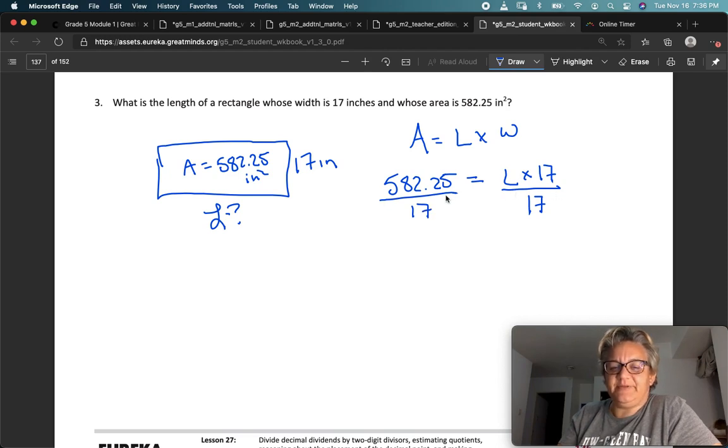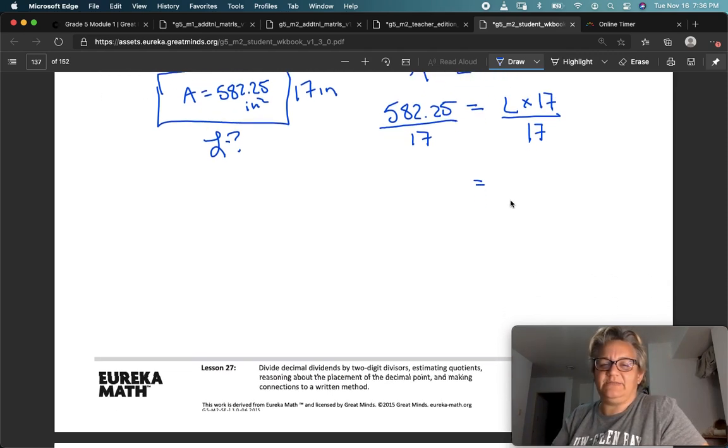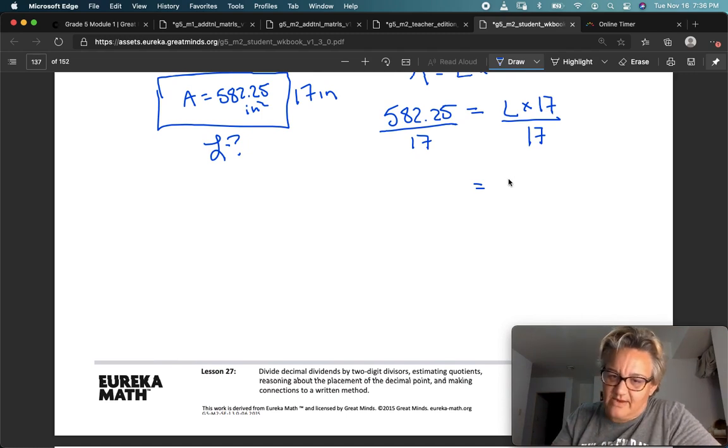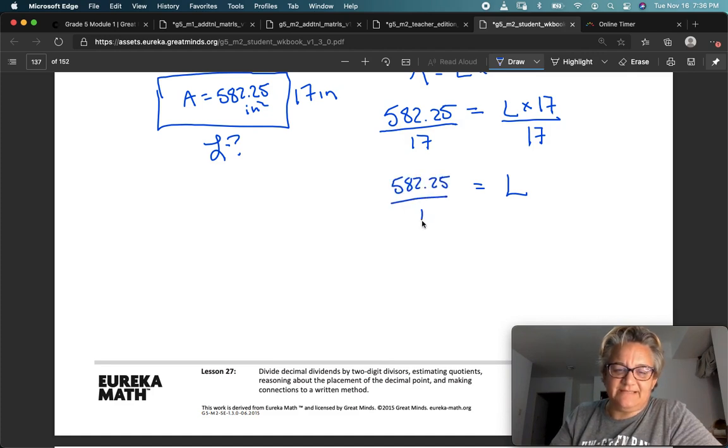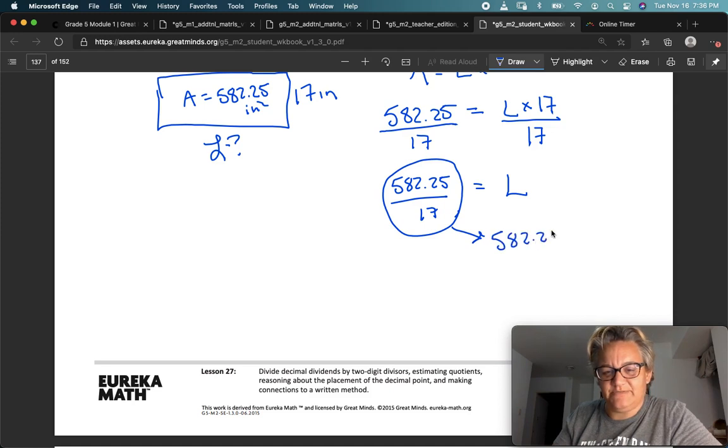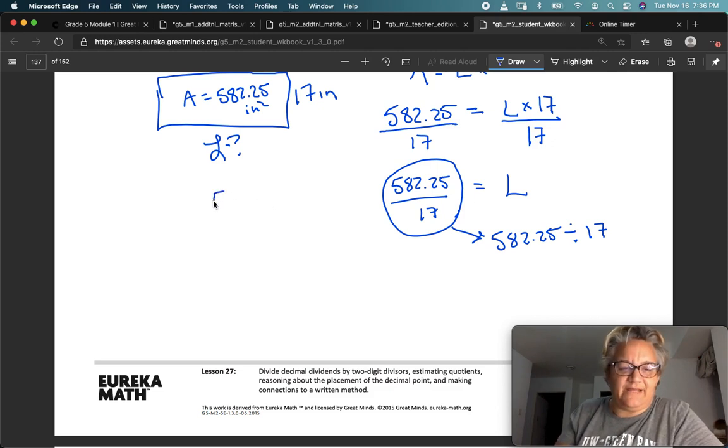This is a fraction symbol, but fractions are division. So what happens when I have a 17 over a 17 when I'm using fractions? Well, that equals 1, right? So there's L. And now on this side, I have 582.25 divided by 17. This is another way of writing 582.25 divided by 17, which is just another way of writing 582.25 divided by 17, okay?